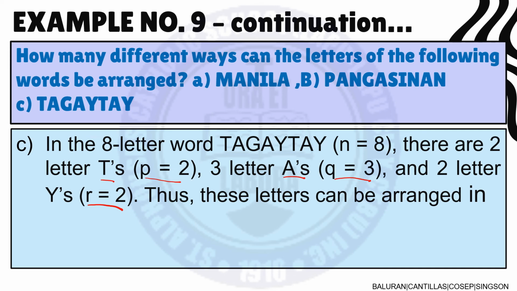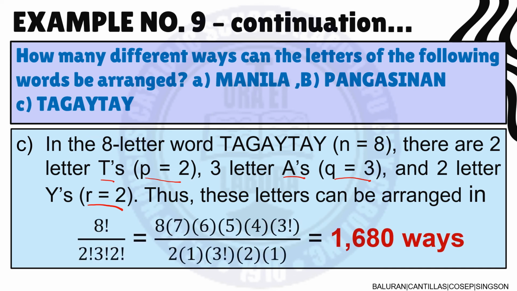So these letters can be arranged in 8 factorial divided by the product of 2 factorial, 3 factorial, and 2 factorial. Then rewrite 8 factorial. In this case, we end at 3 factorial since the bigger number in our denominator is 3 factorial. So cancel out 3 factorial. Then for the remaining 2 factorial, just rewrite it as 2 times 1. After which, simplify. So the correct answer is 1,680 ways.